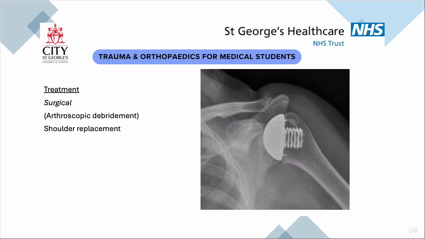Surgically, there is really only one option, which is to replace the shoulder. Occasionally, arthroscopic debridement is done in younger patients, but this is quite rare. Shoulder replacements typically have the same results as hip replacements. They last about 15 years. They're very good at getting rid of pain, but the range of motion that you get is very dependent on the individual and how stiff the shoulder was before the surgery.